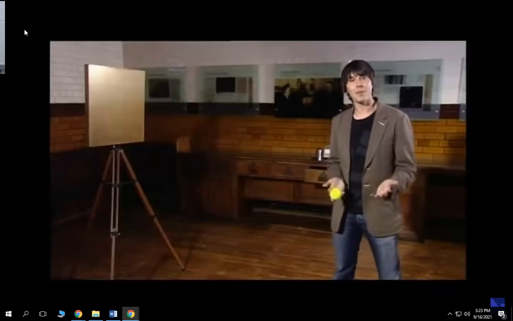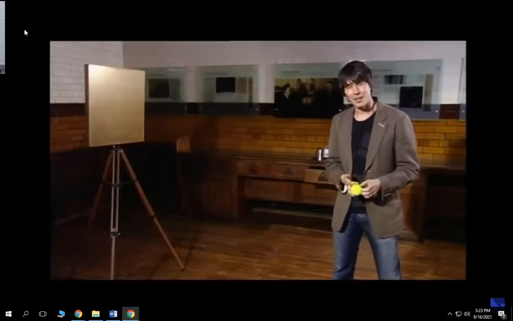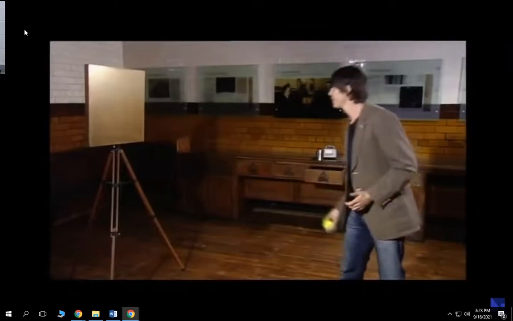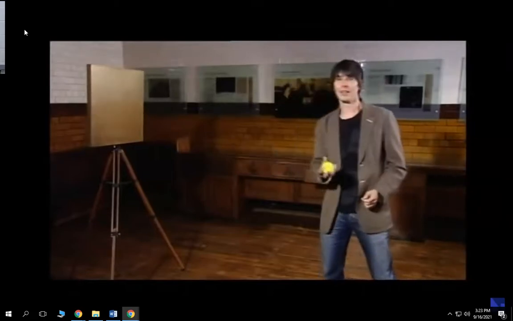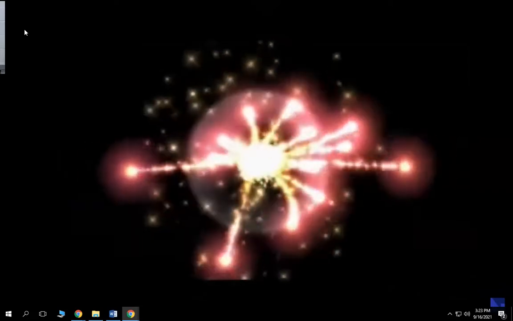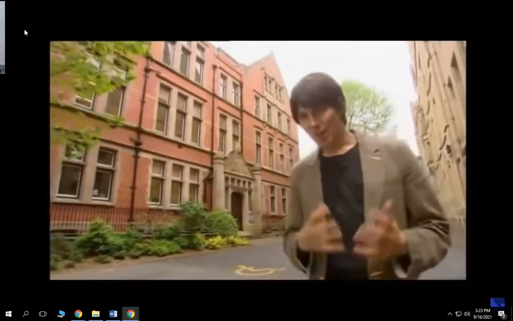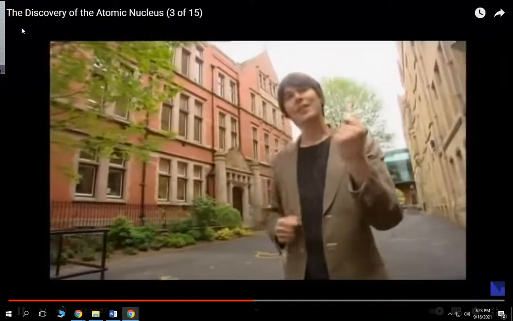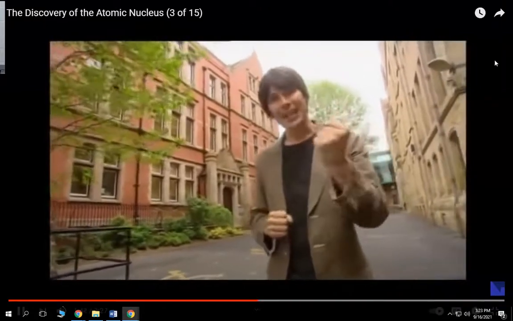And that's indeed what happened to most of them. But to their surprise, they found that around 1 in 8,000 bounced right back. After 2 years of puzzling over the meaning of these results, Rutherford realised that in order for the alpha particles to bounce back, they must hit something small and dense.